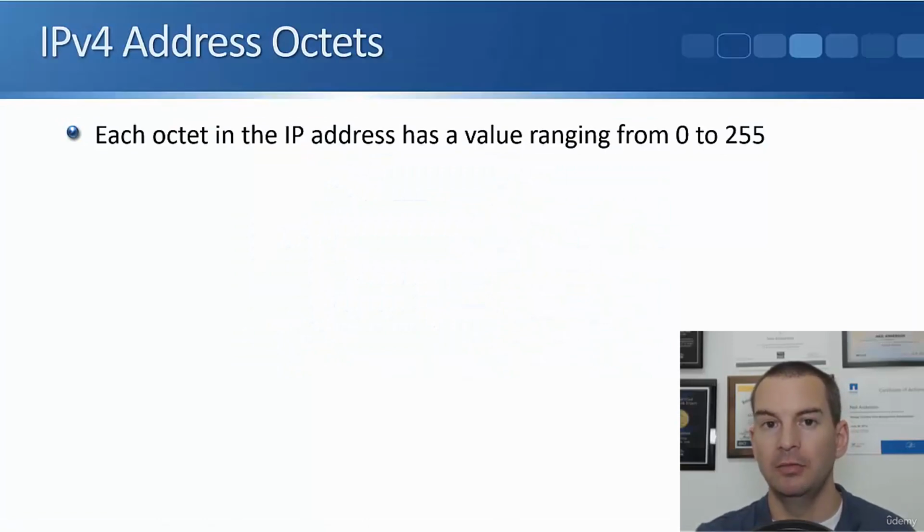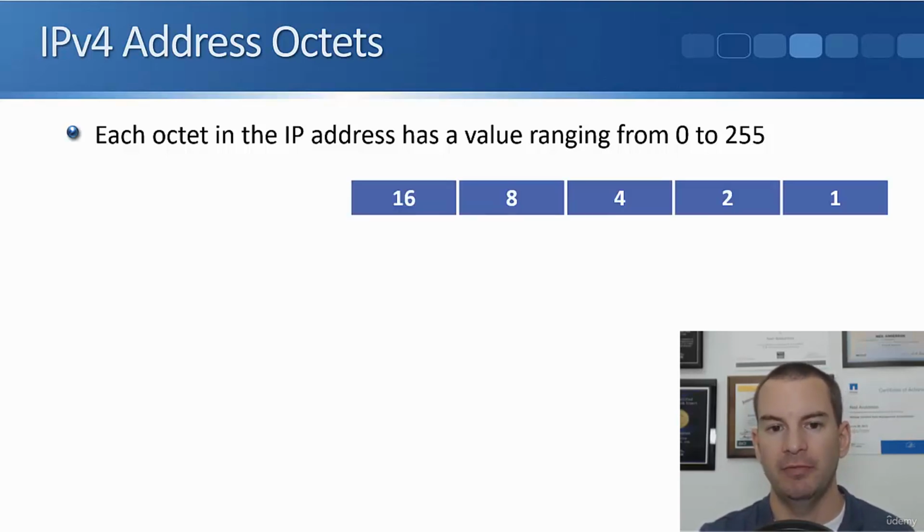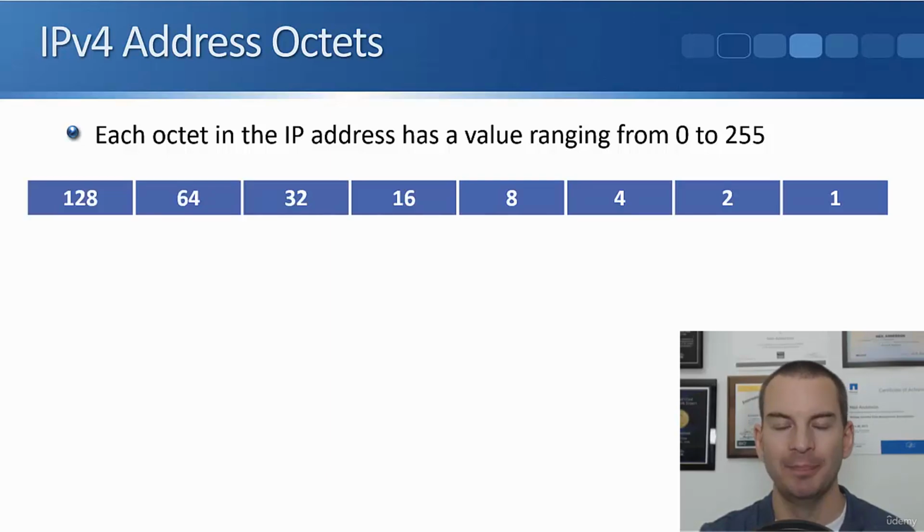Each octet in the IP address has a value ranging from 0 to 255. Let's see how we get that. It's an octet, so there are 8 bits. Let's count them out: 1, 2, 3, 4, 5, 6, 7, 8 bits.